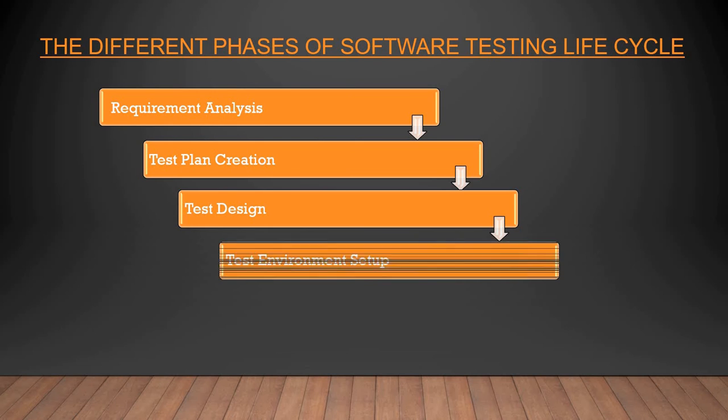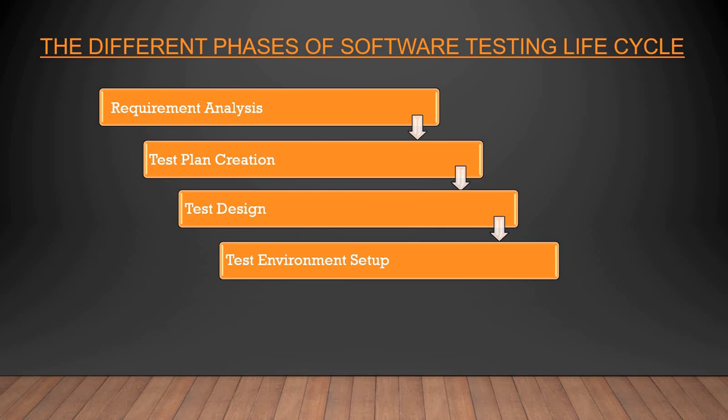Next one is test environment setup. This phase can be started in parallel with test design phase. Test environment setup is done based on the hardware and software requirement list. In some cases, test team may not be involved in this phase. Development team or customer provides a test environment. Meanwhile, test team should prepare the smoke test cases to check the readiness of the given test environment.